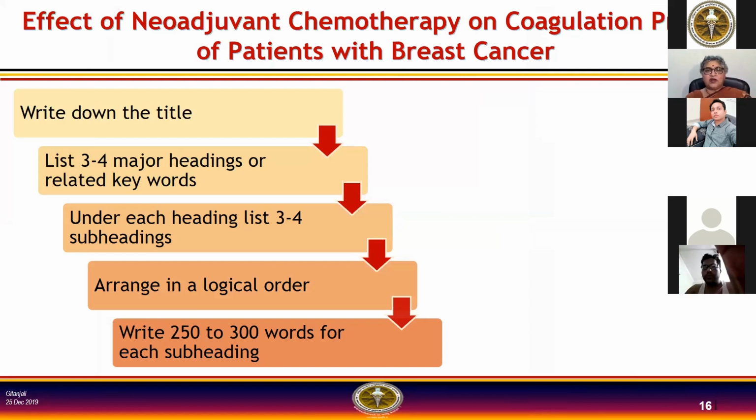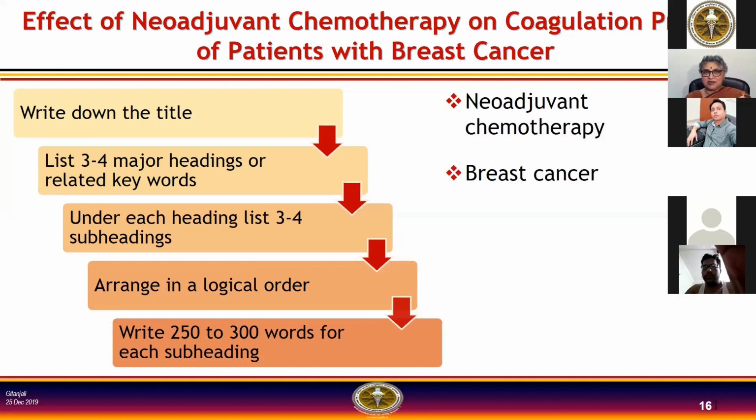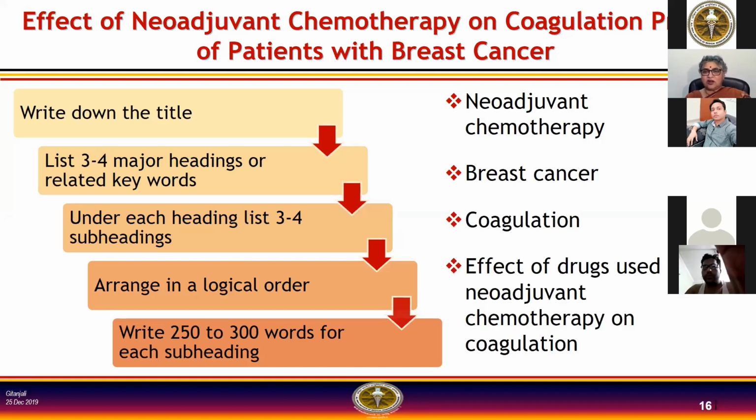I'm sure all of you will definitely take neoadjuvant chemotherapy. That's the third and fourth word. You'll select that. You will select breast cancer. Obviously, it will be a major subheading. Coagulation, that is already there. And then naturally, because you're trying to correlate drugs which are used in neoadjuvant chemotherapy with coagulation, what are the effects of the drugs used for neoadjuvant chemotherapy on coagulation? So these are the 4 major themes which will come out.